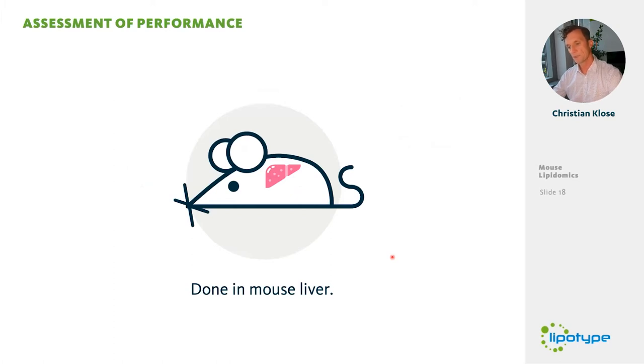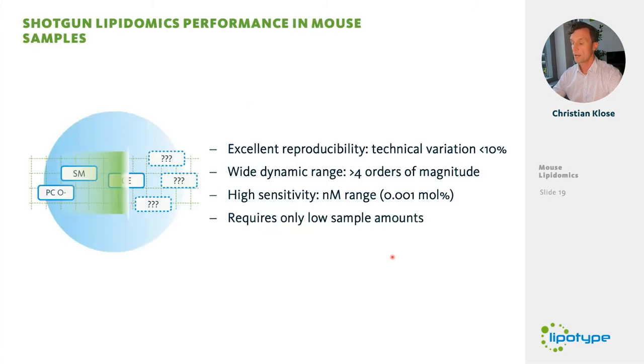And here we show an example for the assessment of method performance, or method validation, that we have done for mouse liver. And it's just a short summary of the key results, which are basically representative for any other matrix we are dealing with here. So we can obtain with our technology a really excellent reproducibility. The technical variation in the data is usually less than 10%. We can cover a wide dynamic range spanning more than four orders of magnitude.